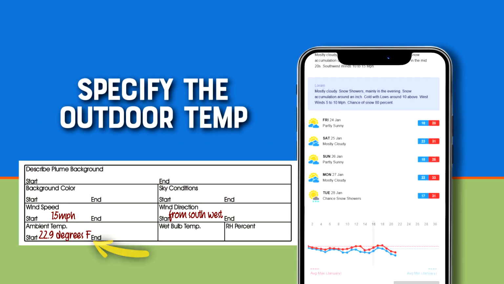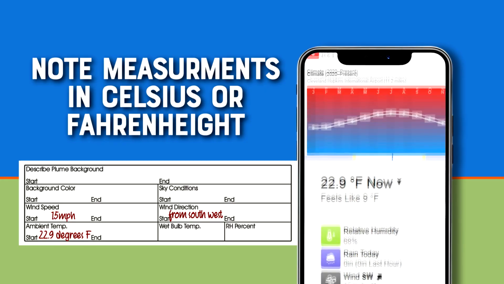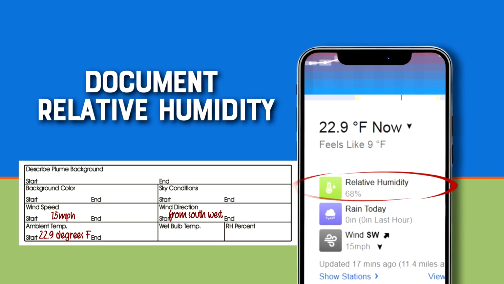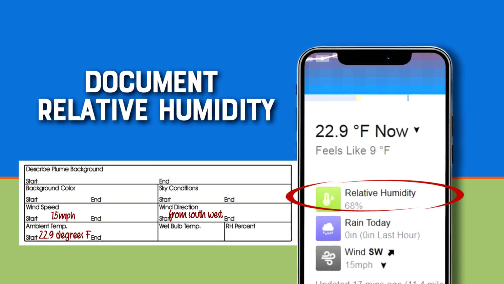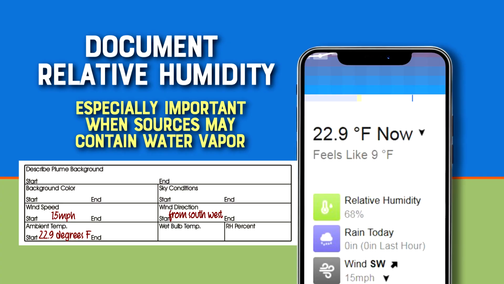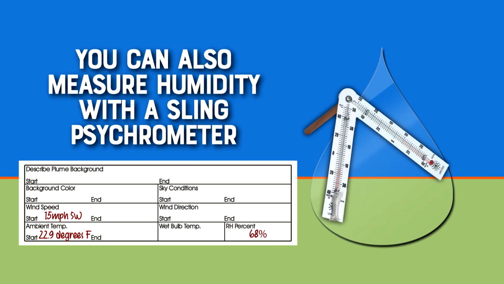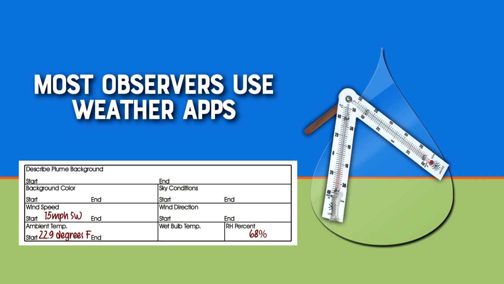Specify the outdoor temperature at the site and indicate whether you are using Fahrenheit or Celsius. Check your mobile device's weather information to determine relative humidity. This measurement is especially important when observing sources that may contain condensed water vapor. While you can measure relative humidity with a sling psychrometer, most observers rely on weather apps for this data.